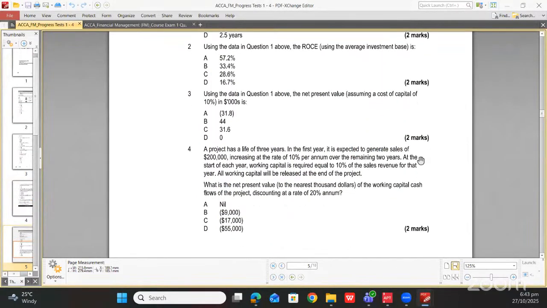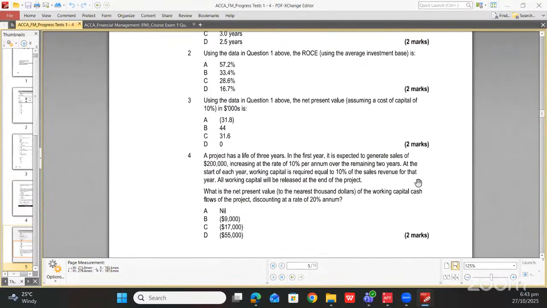Now again, this is not yours to do. A project has a life of 3 years. In the first year, it is expected to generate sales of 200,000, increasing at the rate of 10% per annum over the remaining 2 years. At the start of the year, working capital is required equal to 10% of the sales revenue for that year. All working capital will be released at the end of the project.